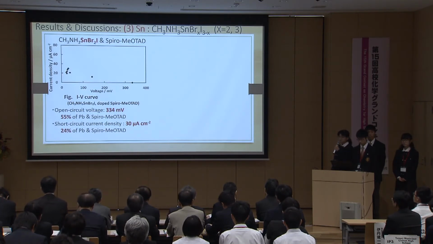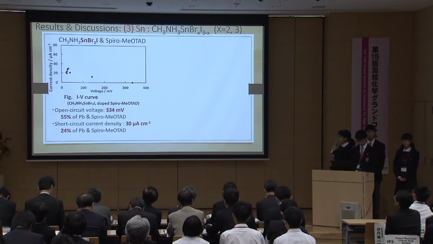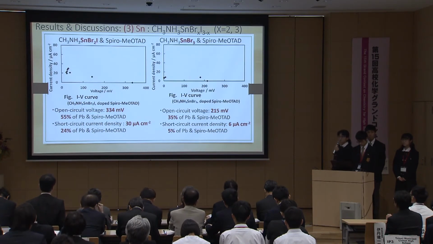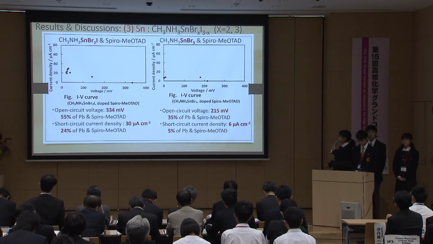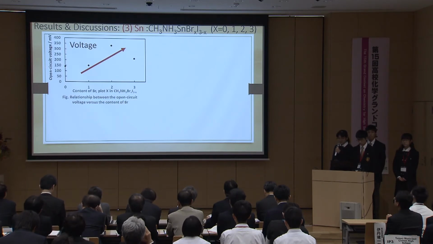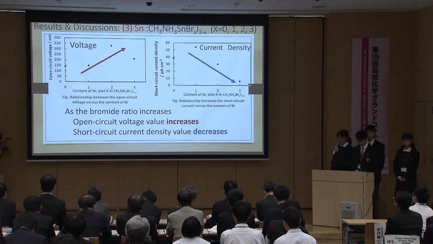Second, we succeed in making the device with SnBr2I. Its open circuit voltage is 334 millivolts, and short circuit current density is 30 microampere per square centimeter. And we also achieve making the device with SnBr3. Its open circuit voltage is 250 millivolts, and short circuit current density is 6 microampere per square centimeter. Third, as the bromine ratio increases, open circuit voltage value increases, and short circuit current value decreases.